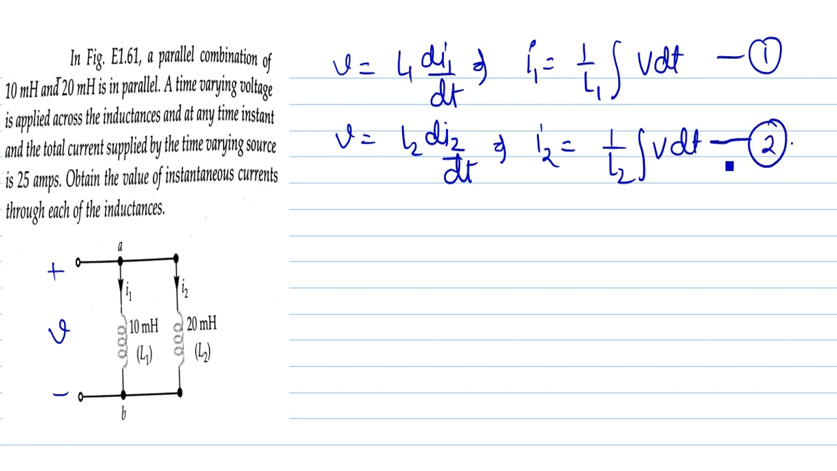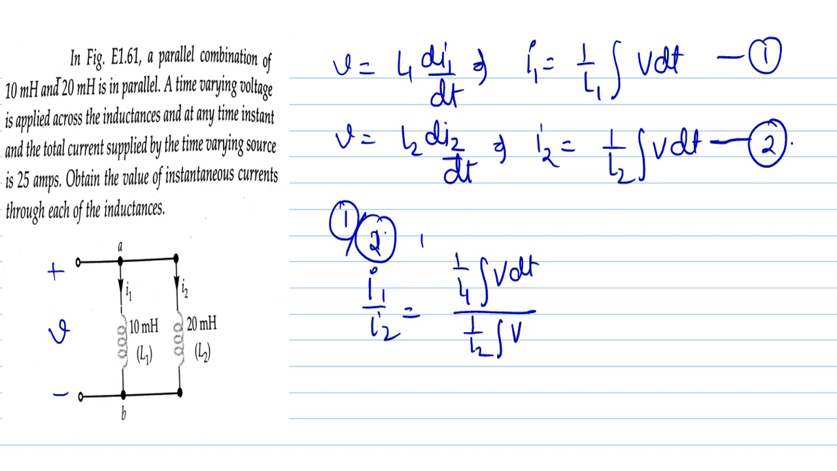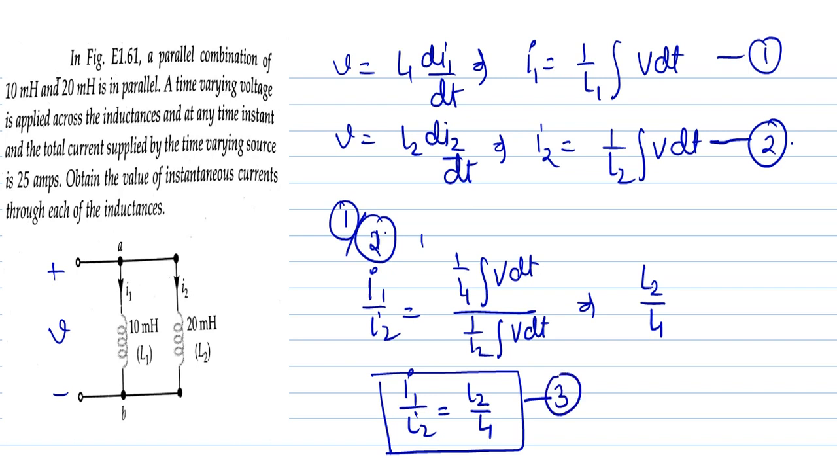This is the second equation. So now divide first by second. So this will give us I1 upon I2 is equals to 1 upon L1 integrating V dt upon 1 upon L2 integrating V dt. Now integrating V dt will be cancelled from both numerator and denominator. So we will get L2 by L1. So here I1 upon I2 is equals to L2 by L1. So there is a first relation. So here this is equation 3, and next from question we can see here I1 plus I2 is given as 25 ampere.